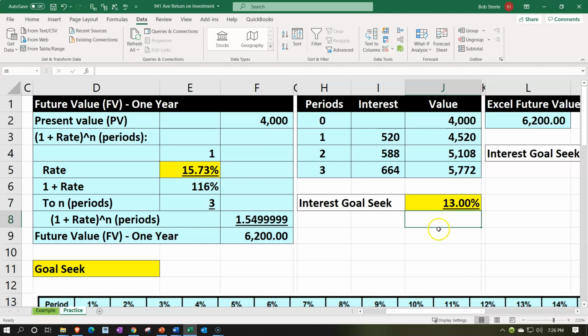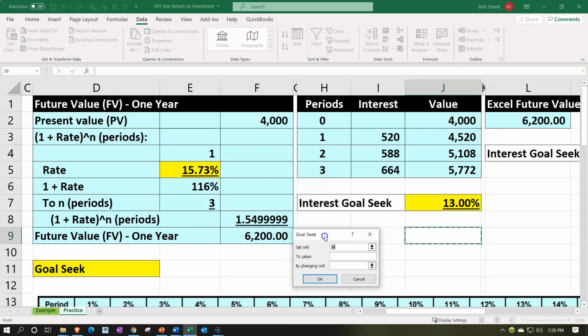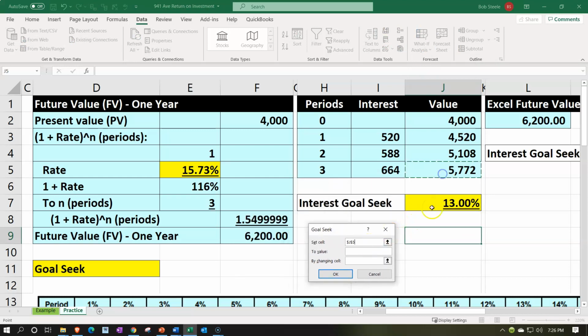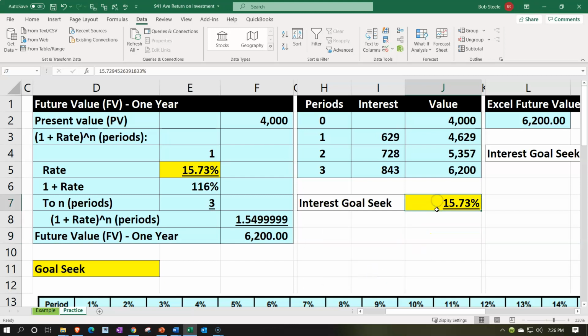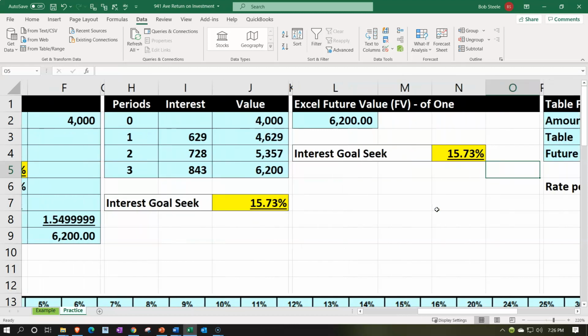Or we could tell Excel to do it again and say, man, let's just have Excel do this. And Excel, do that for us, please. Excel's like, all right, it's in the data tab. And then you go to the forecast and the what if analysis, goal seek. And then we're going to say that we want this cell to be 6,200. And we want to do that by changing the percentage cell. And I'm just going to say, okay, do it. And there it is again. And once again, we have that 15.73%.